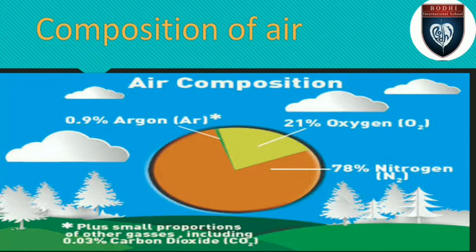Air consists of 78% nitrogen, 21% oxygen, and the remaining 1% comprises a number of other gases such as argon, neon, and carbon dioxide. Water vapor is also present in the air. The amount of water vapor varies in the atmosphere from place to place.